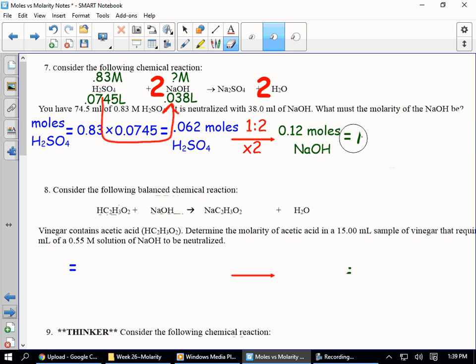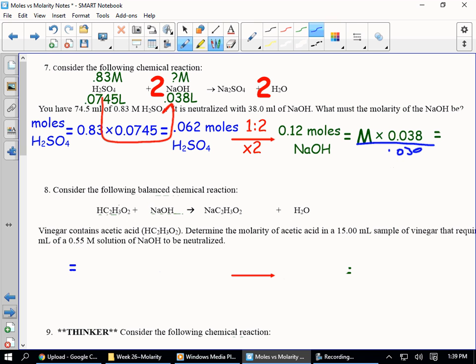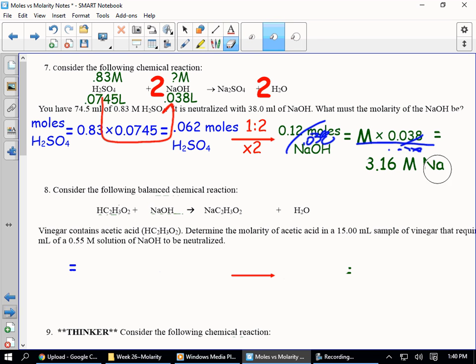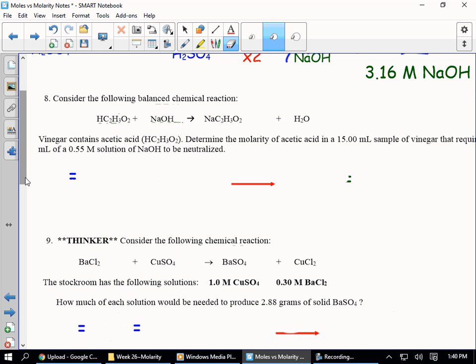Then I'm going to set that equal to, I'm looking for molarity, and I have volume of my NaOH from what I read here. Divide both sides by 0.038. And the number we're looking at is 3.16 molar sodium hydroxide. Pause the program here. Try number 8.